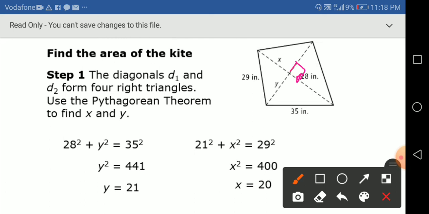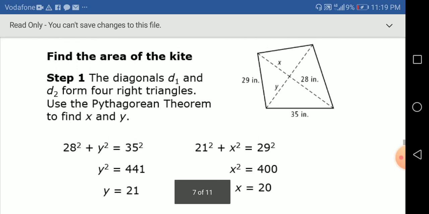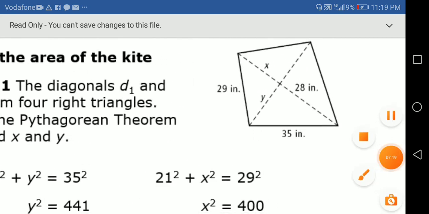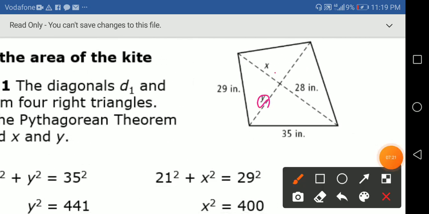Yes. So I'm going to use the Pythagorean theorem. Yes, bravo. The Pythagorean theorem tells me that 28 power 2, plus, okay, I need here to find y and x. I want to show you before we start. We want here to find y and x.